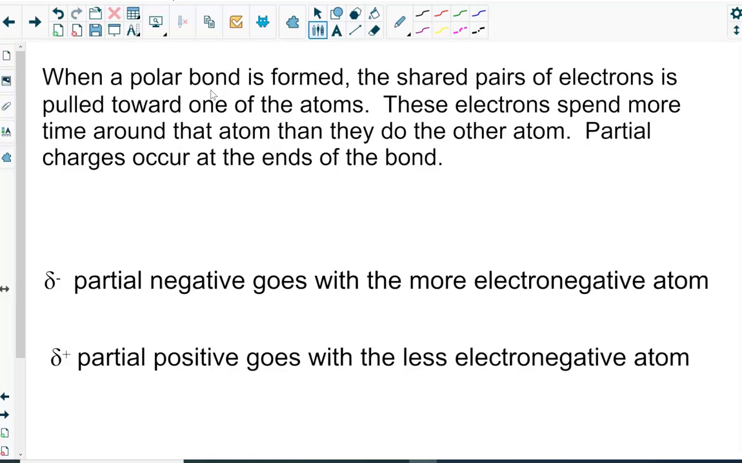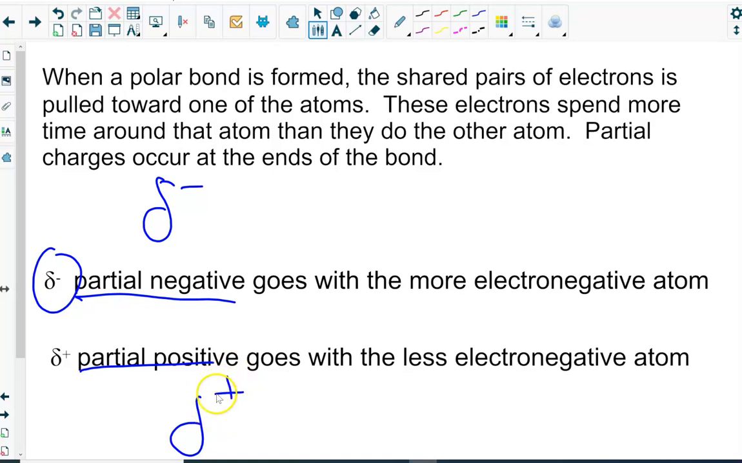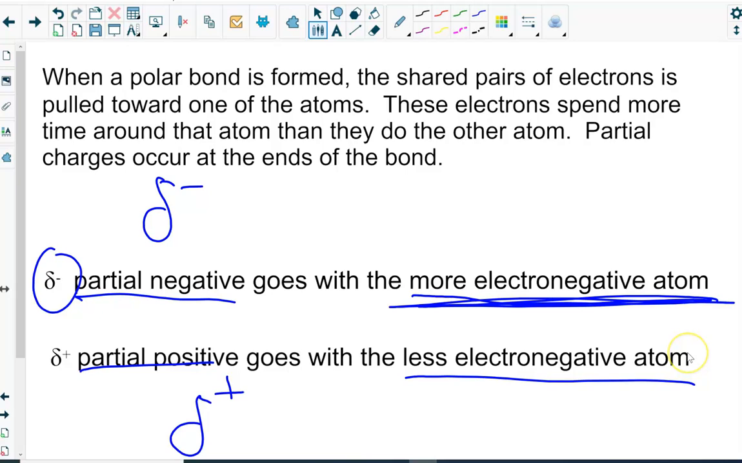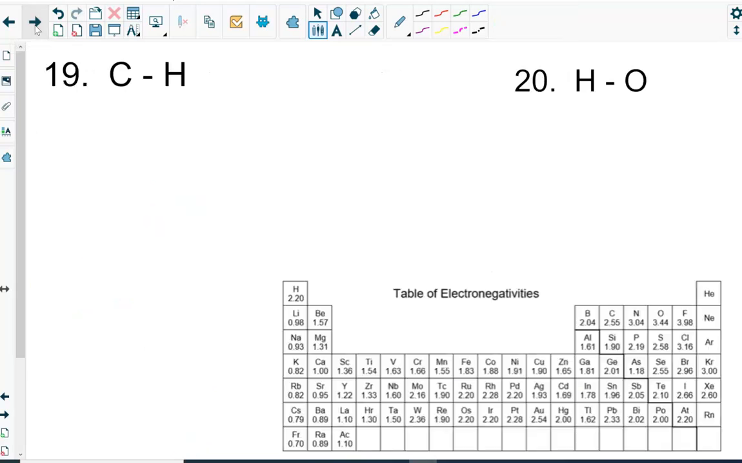So we're going to look at these things as partial negatives. I kind of make a fancy S and put a negative, or a partial positive, same kind of thing. Just make it squiggly. The partial negative will go to the one that's more electronegative, and the partial positive will go to the one that's less electronegative. So we'll have to use either the general trends or a table of electronegativity.